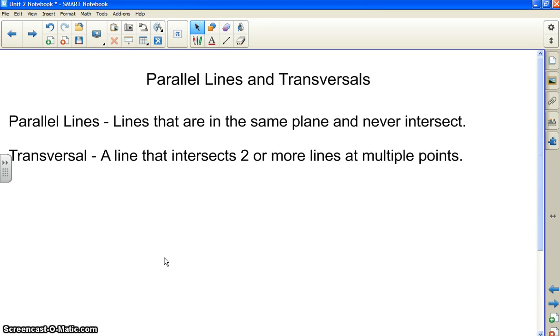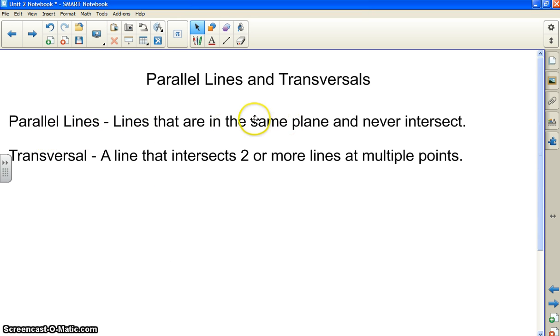All right, on this next video, we're going to look at lines and transversals, specifically parallel lines and transversals. It's a very short video, but you've got to make sure that you get the terms down because we're going to do some special things with those a little bit later on. All right, so now with parallel lines and transversals.